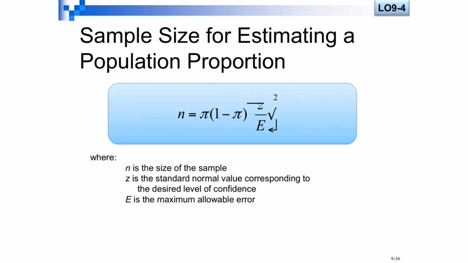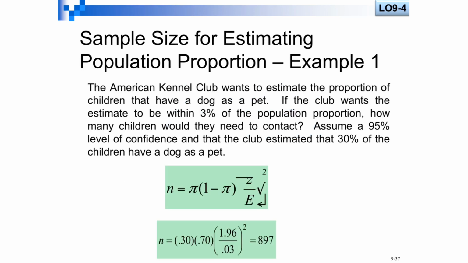Okay, what about the population proportion? Whatever we are doing, we do for the population proportion also. How do we calculate it? Again, we have a formula for the population proportion. Here you see we have n as always. We have Z, that is our confidence level. We have E, that is how much error we can accept, and we have pi, that is the population proportion. So look at the example here.